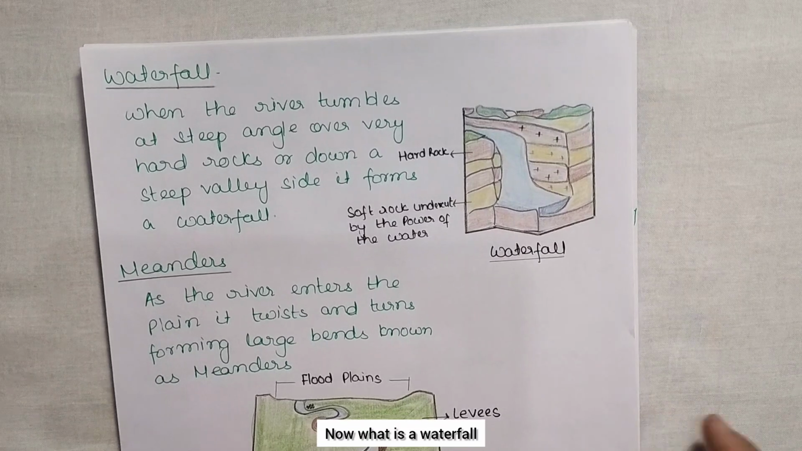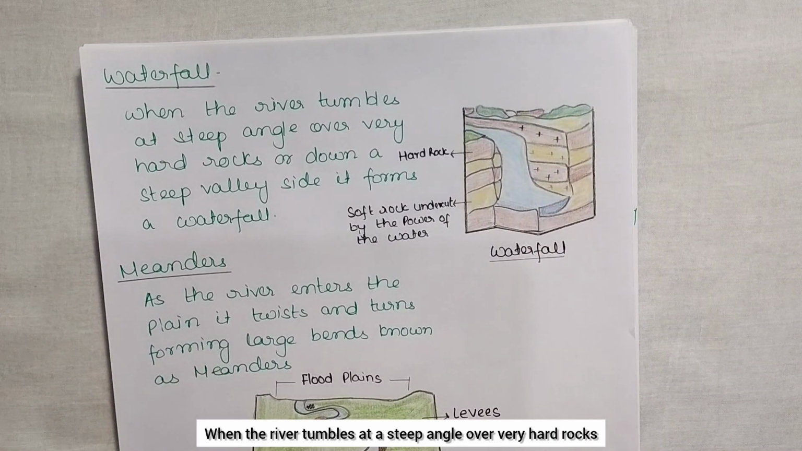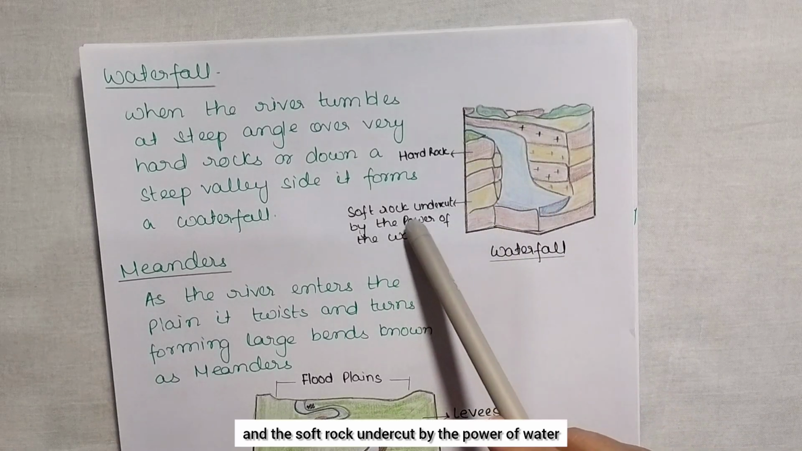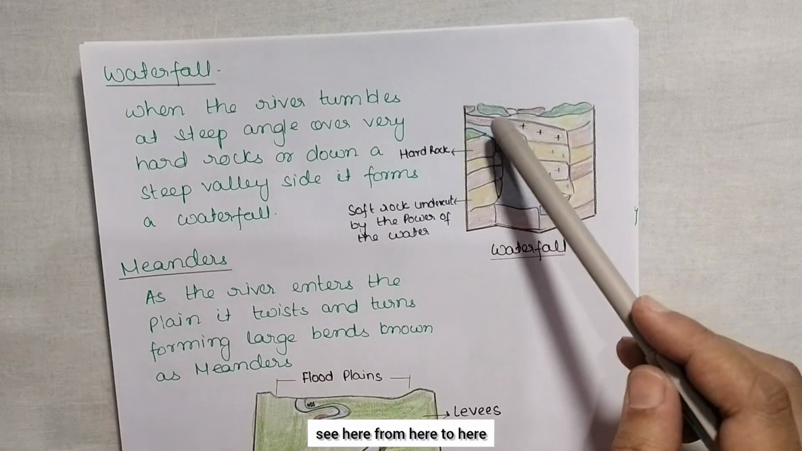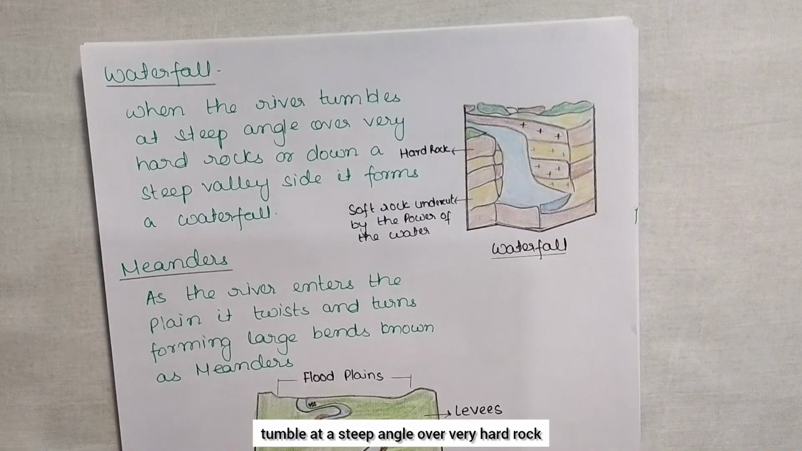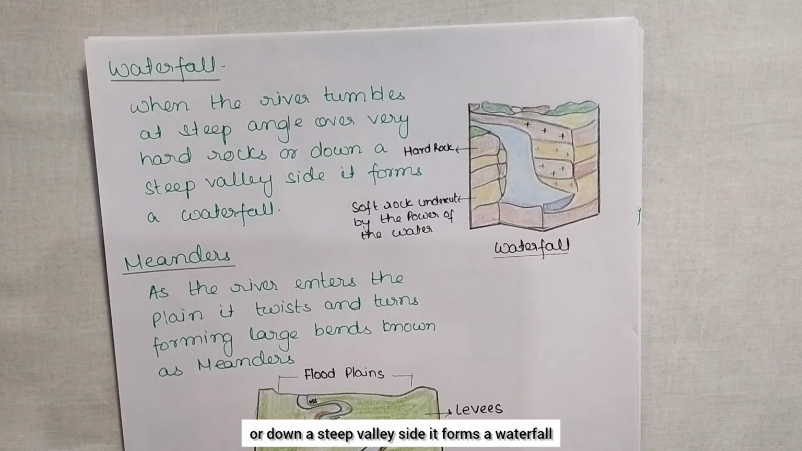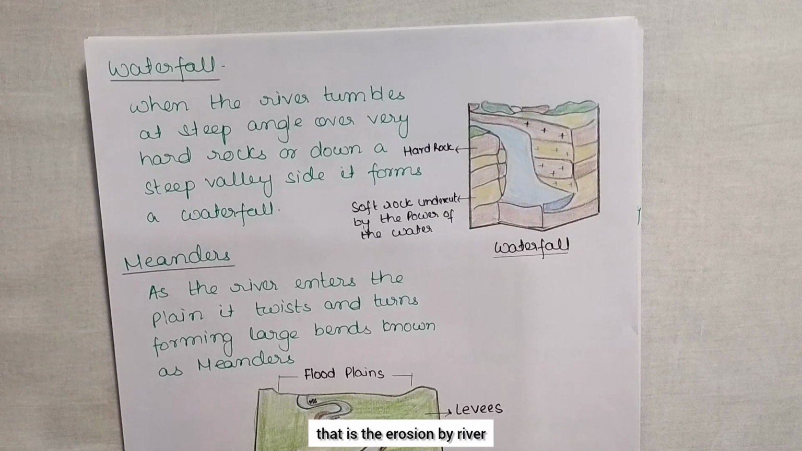Now what is a waterfall? See here, a waterfall is there. When the river tumbles at a steep angle over very hard rocks or down a steep valley side, it forms a waterfall. So this is a waterfall. It is hard rock and the soft rock undercut by the power of water. So when the river tumbles, see here, from here to here, at a steep angle over very hard rock or down a steep valley side, it forms a waterfall. So this is a waterfall. It is the work of a river, that is, the erosion by the river.